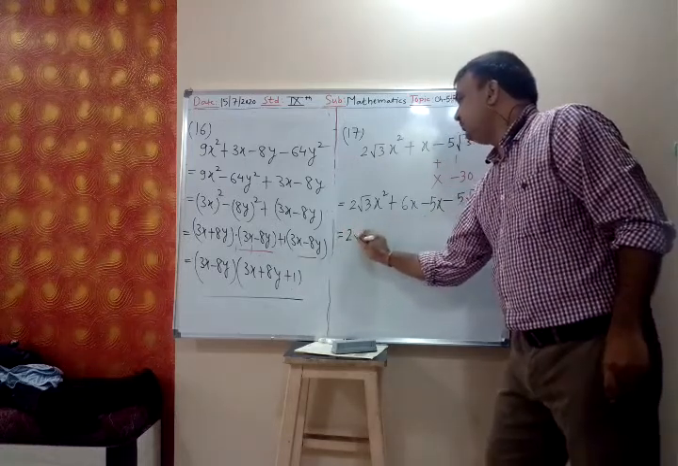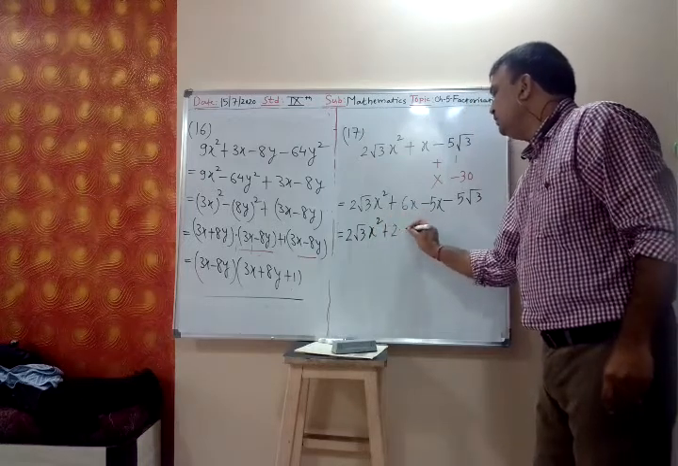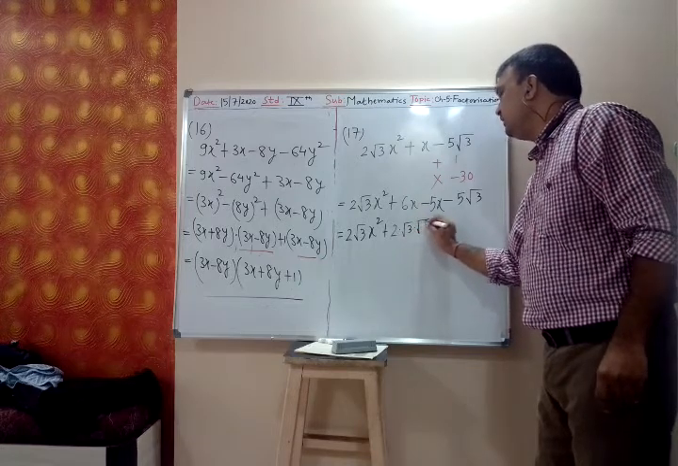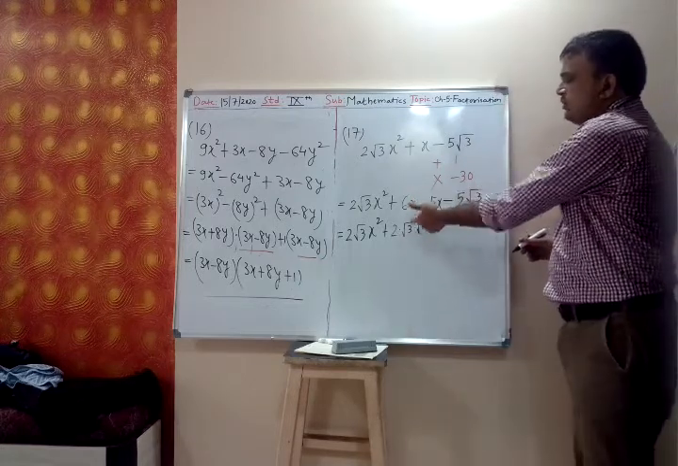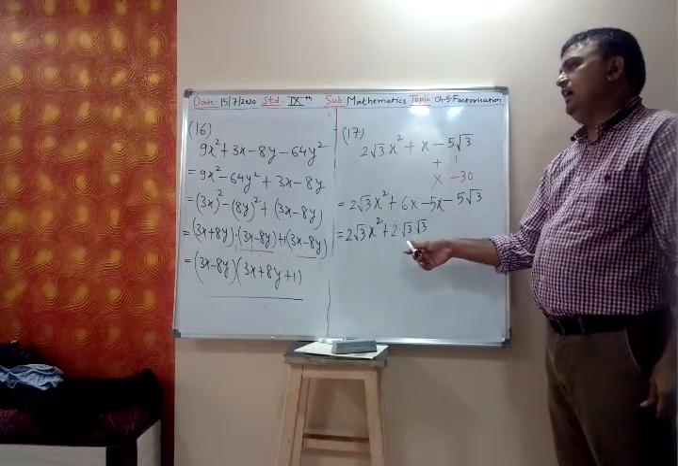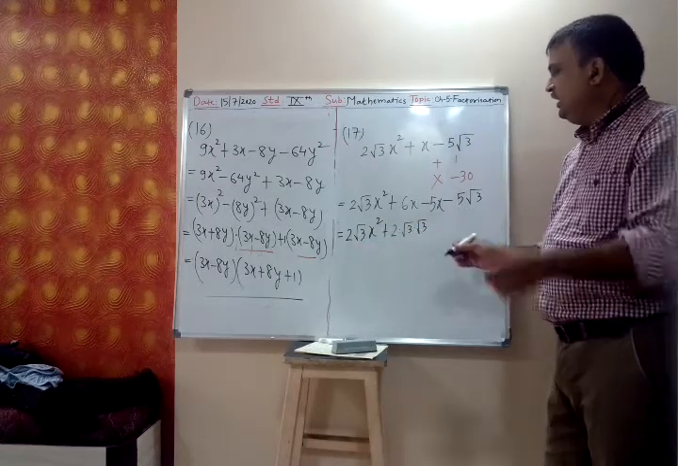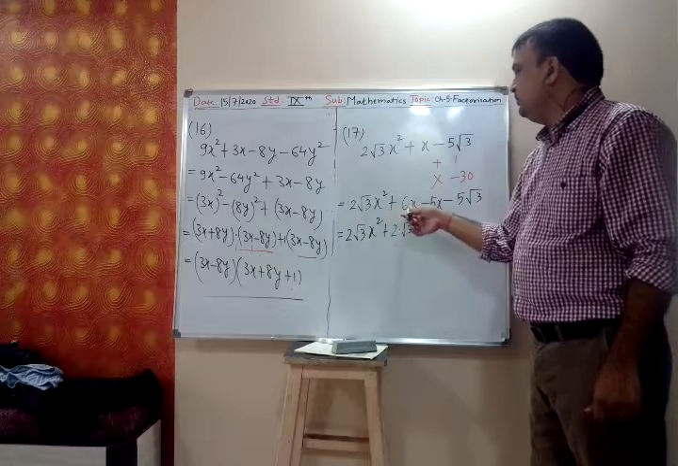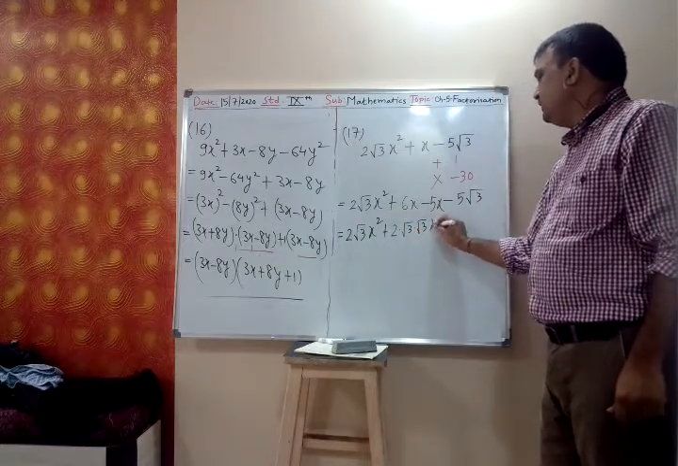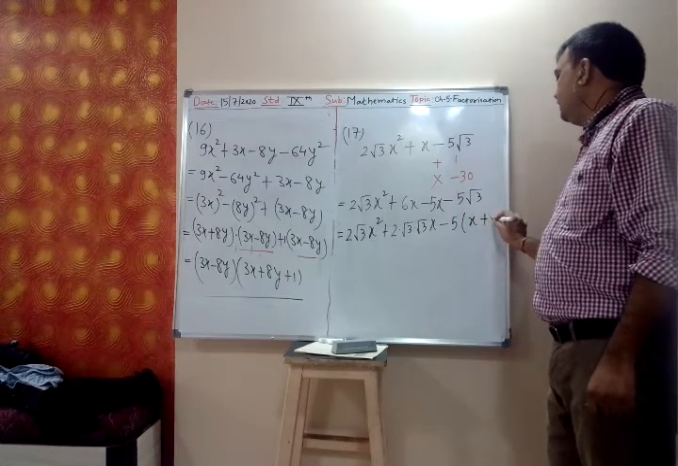Now let us take together. So 2 root 3 x square plus 6x, 6 I will write 2 into 3. But 3 I will write root 3 into root 3, because this root 3 also has to be taken. You can take 2x common, but root 3 also has to be taken common. That is why I am writing 2 into root 3 into root 3 is x, minus 5 is common, then it is x plus root 3.